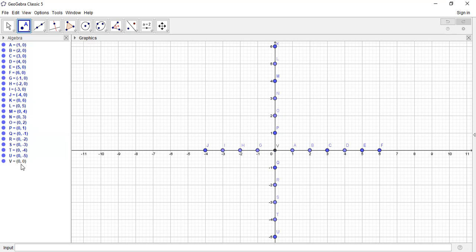I hope you are clear about x-axis and their coordinates, and you are clear about y-axis and the coordinates which lie on the y-axis and which lie on the x-axis. And even you are clear about what is the coordinate of origin.